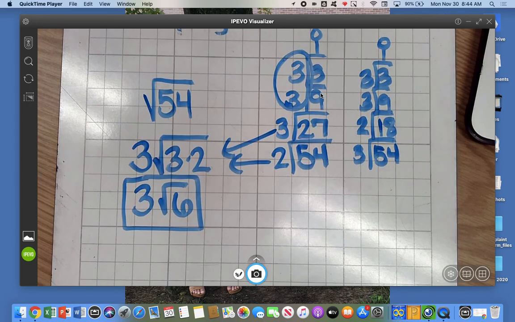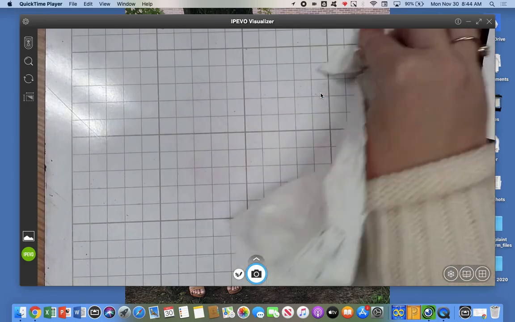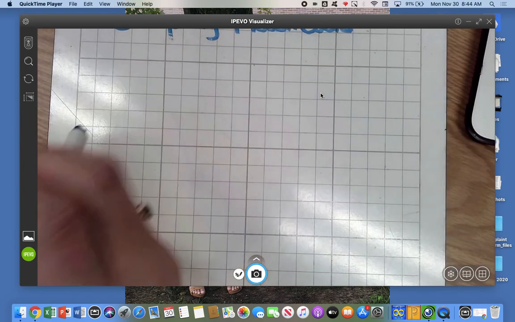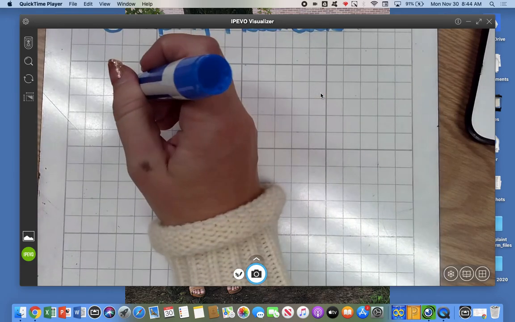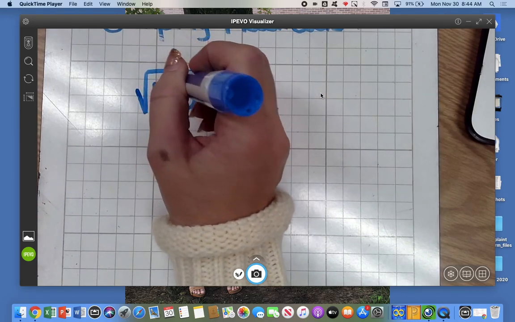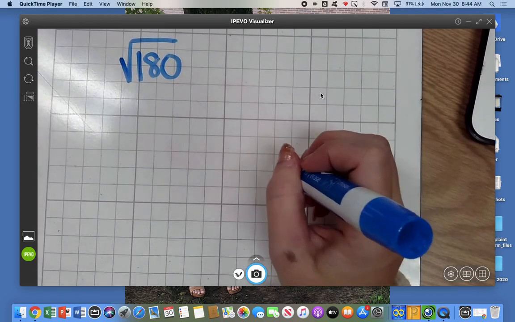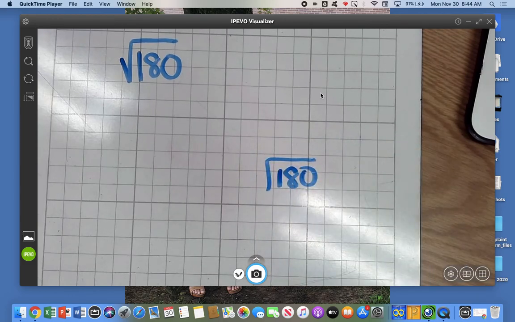All right, I think I'm ready to try another one. Let's go with the bigger number. 180. Now I'm going to start down here because I have a feeling my cake's going to be a little taller on this one because it's a bigger number.